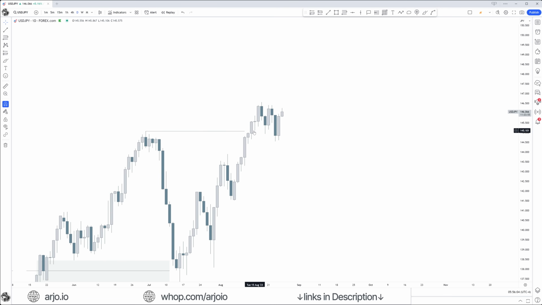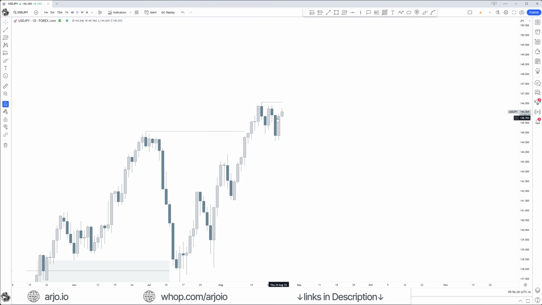Right now, it does seem like they are getting respected. We are not wicking above that high. We are not aggressively moving lower. That is already the first indication that we might want to continue higher and target that high. Now, what do we need in order for us to target that high?